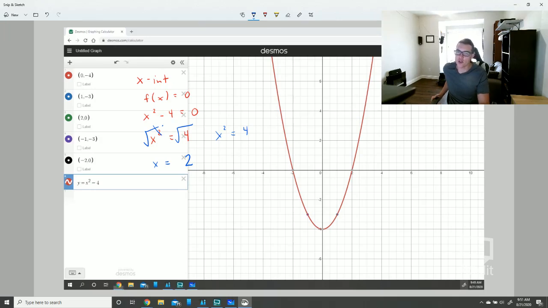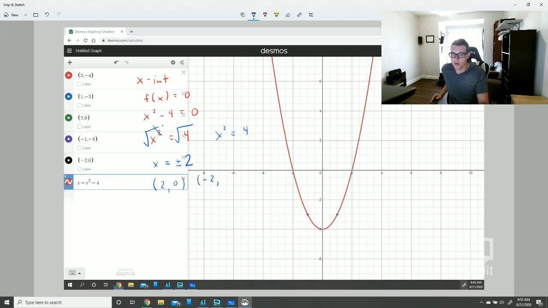But when you square negative 2, remember a negative times a negative is a positive, you also get 4. Negative 2 is a solution of this equation, meaning it's one of our solutions, which is why we use a plus or minus. Plus or minus means 2 and negative 2 are both solutions or roots or zeros of this equation. It's a root of the function. So we have 2 roots.